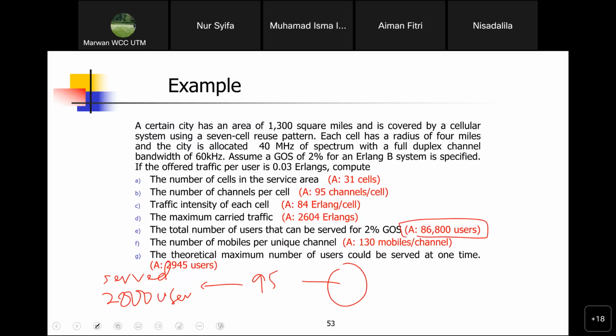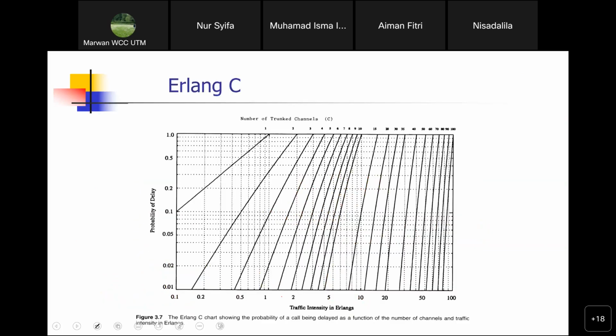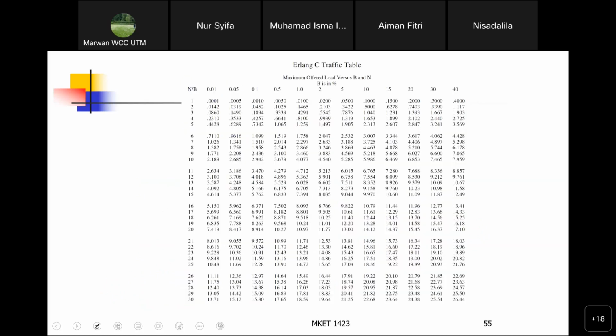Okay, so the main thing to use 95 channels to serve more users, 2,800 users, is given by this trunking theory and by introducing grade of service. Okay, so that is Erlang B. Erlang C is also the same. You have your own graph and you have your own table.